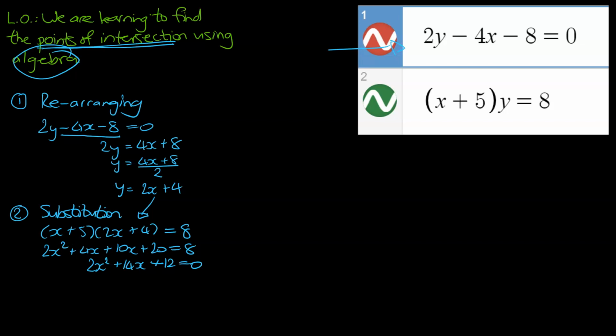And at this point here, you can plug it straight into your graphics calculator, but I can see they've all got a common factor of 2, so I'm going to take that out first. So x squared plus 7x plus 6 is equal to 0. And the graphics calculator would reveal the first answer as -1, the second answer as -6.